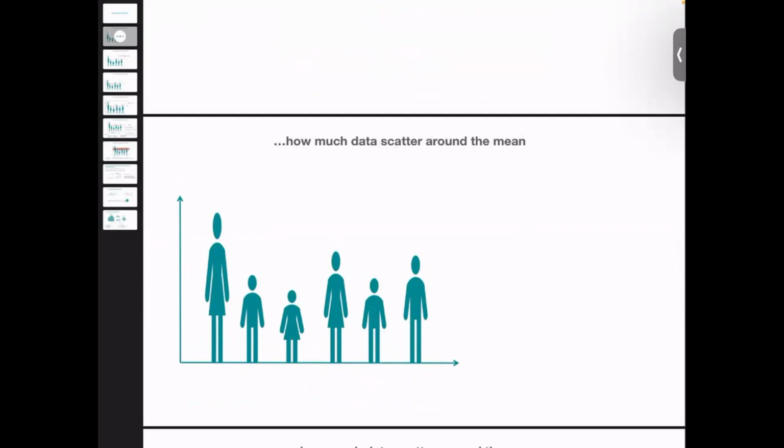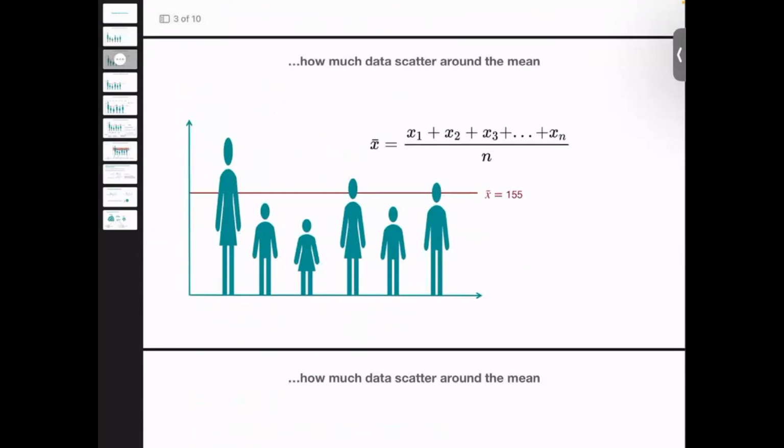I want to know how much the height is scattered around the mean on average, right? So first I've got to calculate the mean. You know how to calculate the mean, right? Add up all the heights and divide by the number of the population, which is how many here? 6 here, right? And it turned out the mean is 155. I use centimeters, the metric system.